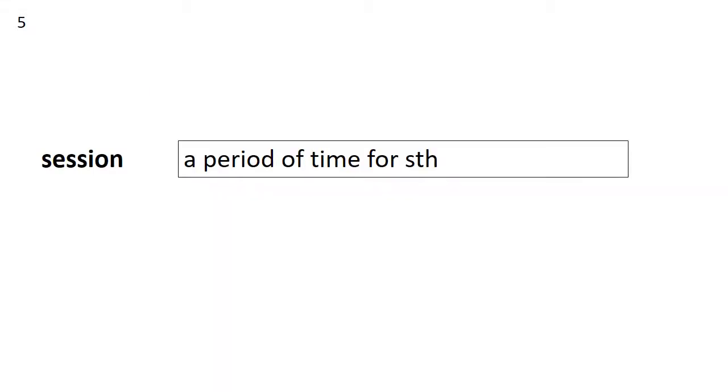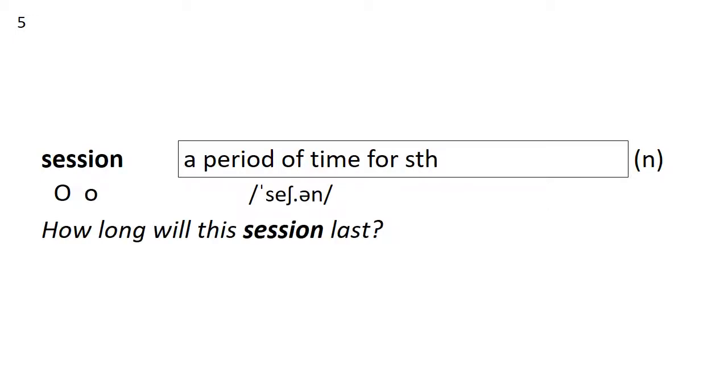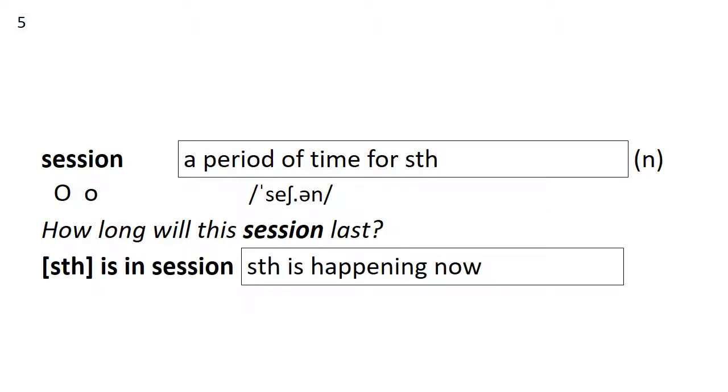And then we have the word session. Session is a period of time for something, and it's a noun. How many syllables are in the word session? 2. Stress on the first. Session. How long will the session last? Next, we could say something is in session. So this is a common chunk, and it means something is happening now. So look at this sentence. Class is currently in session.